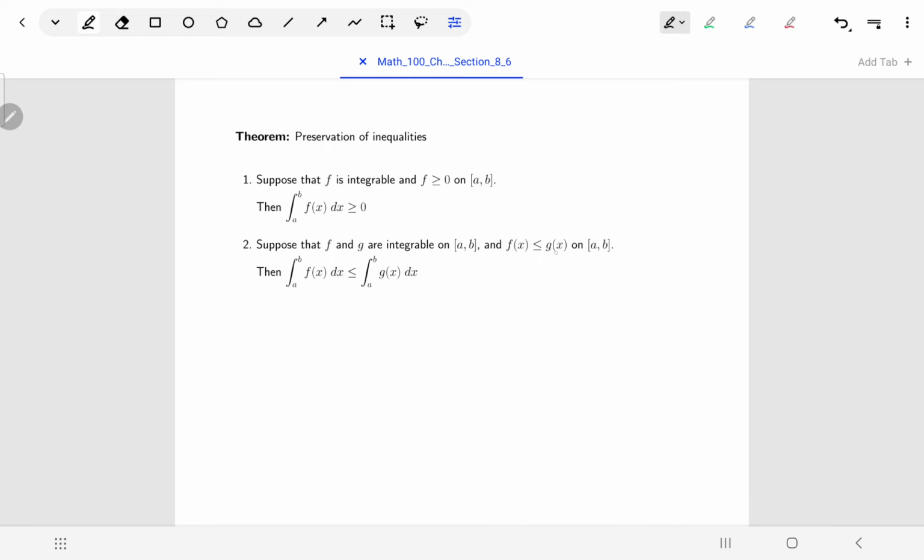Same thing if you have two functions. If one function is less than another over that interval, then the definite integral of the one function is less than the definite integral of the other. And of course, the reverse is also true. If f was greater than or equal to g, then the integral for f would be greater than or equal to the integral for g. So again, it's preserving our inequalities.